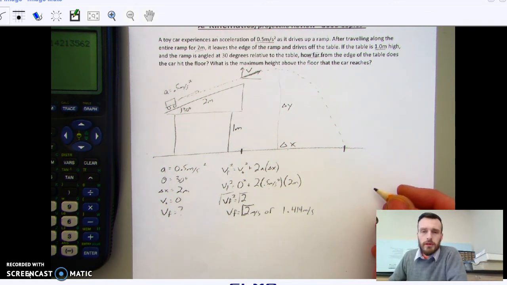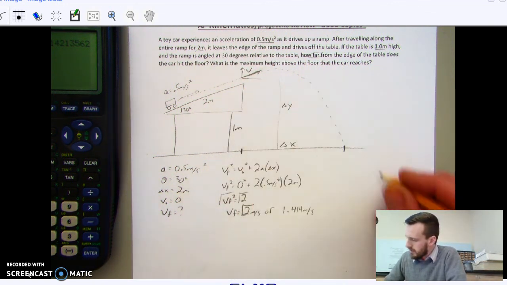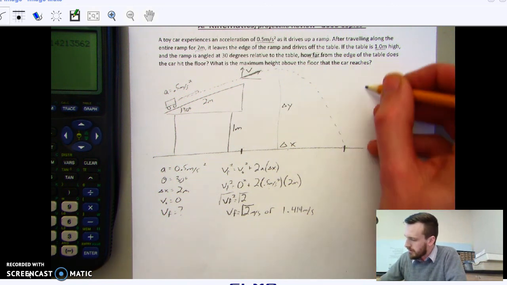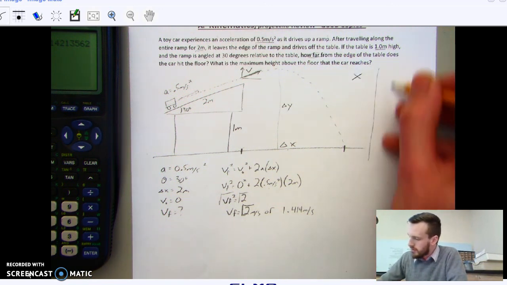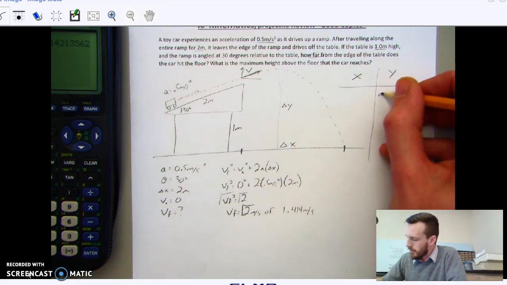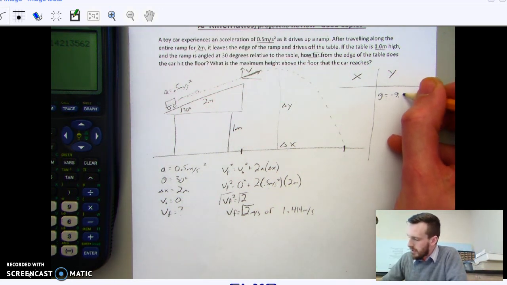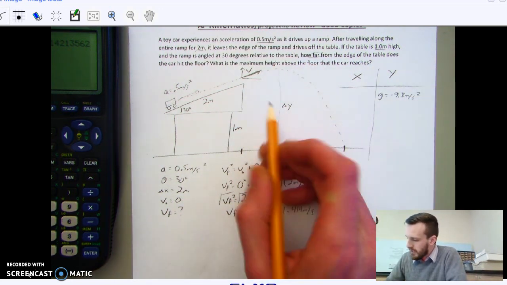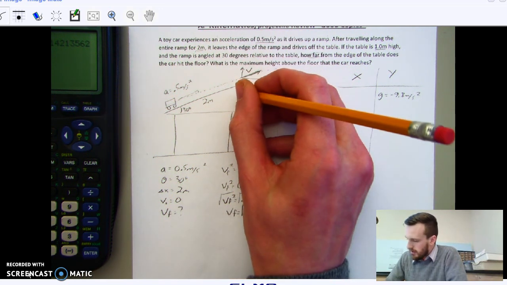So let's go ahead and break up the x and y motions here. I like to use the strategy of what I call the XYT table, where you draw what you know in the x and what you know in the y. We separate this. So we always know in the y that g is negative 9.8 meters per second squared. Looks like we're going to need to know this little height, h.